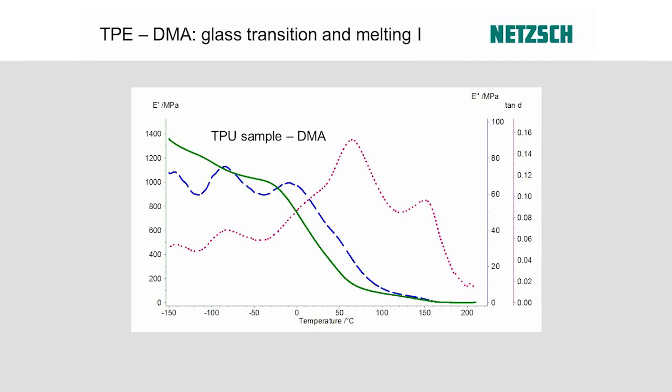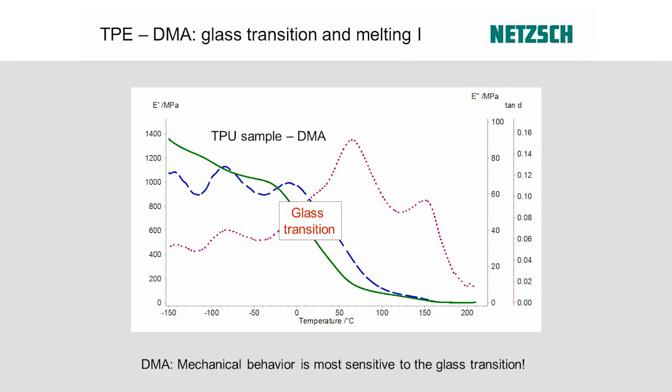We noticed before that the glass transition shows a significant drop in the storage modulus. So I just lose the elasticity of my sample. It just gets soft. So right in the middle, this is of course where my glass transition takes place. You can already see that this sample is quite a complex material. TPU is not an easy polymer, definitely not. But from a DMA, you can easily see the glass transition because the mechanical behavior is most sensitive to the glass transition. So I would even say, if you do not see a glass transition in the DMA, there is no glass transition.